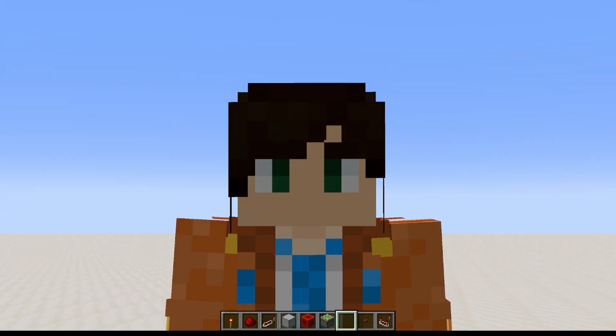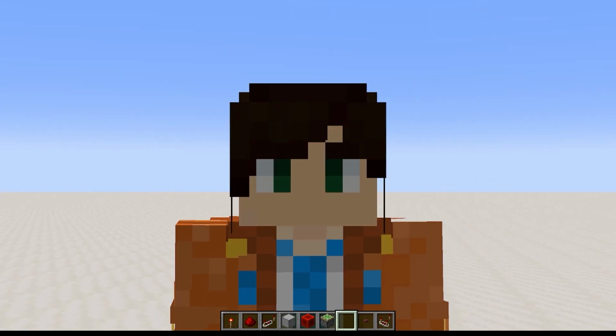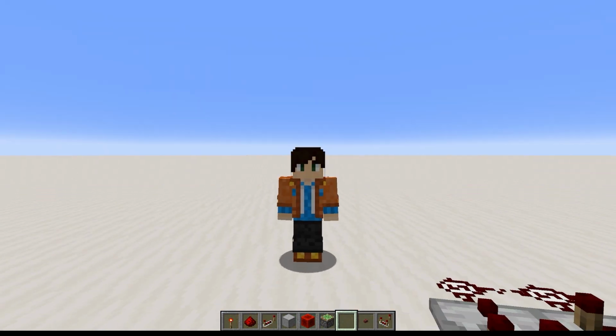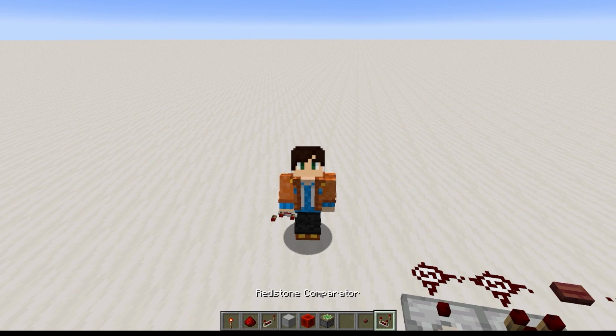Next, let's talk about measurement. A huge amount of the time, especially for newer redstoners, comparators are used for their measuring capability rather than their comparison ability, despite being called comparators.